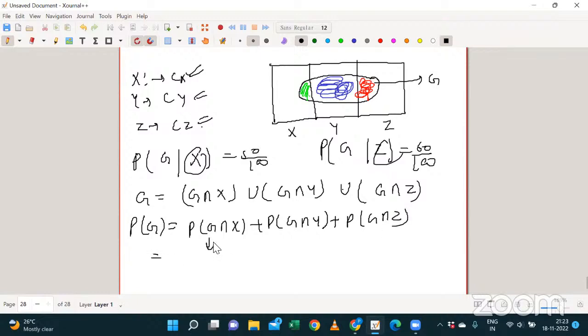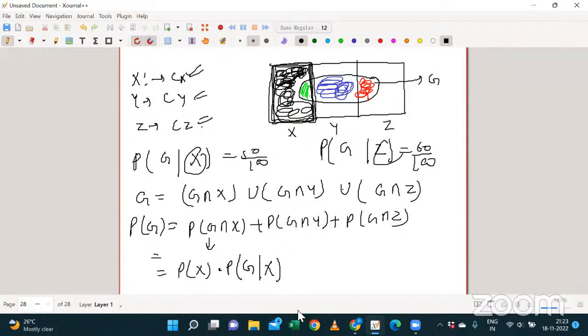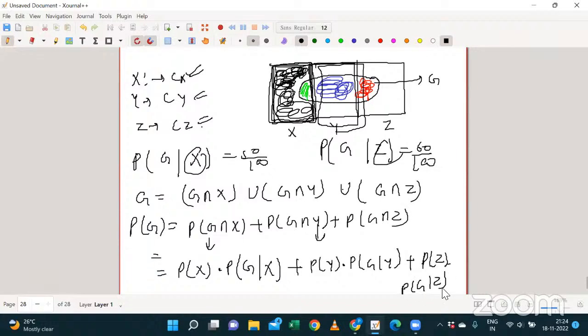Now come to this point. What is given to us? College X is given to us. In college X, what is the probability for this green region? This whole black region is given to me. So probability of X times the probability of the green region when X is given. Similarly, here Y is given to us, this whole Y. I can write probability of Y times probability of G given Y, plus probability of Z times probability of G given Z. Is it clear for everyone?